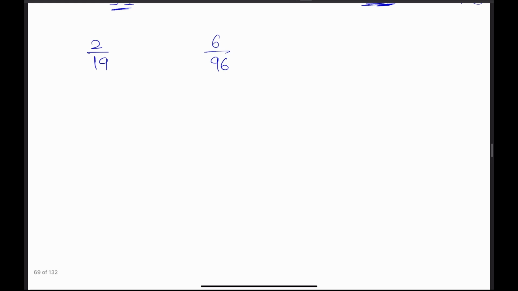So 6 by 96, I can just rewrite it as 2 by 32, and then 2 by 19. So let's just understand, 2 by 19, 2 by 31, it's simple. It's just whether 2 by 1 is bigger or 2 by 2 is bigger. Of course 2 by 1 is bigger. So I can say that 2 by 19 will surely be bigger.